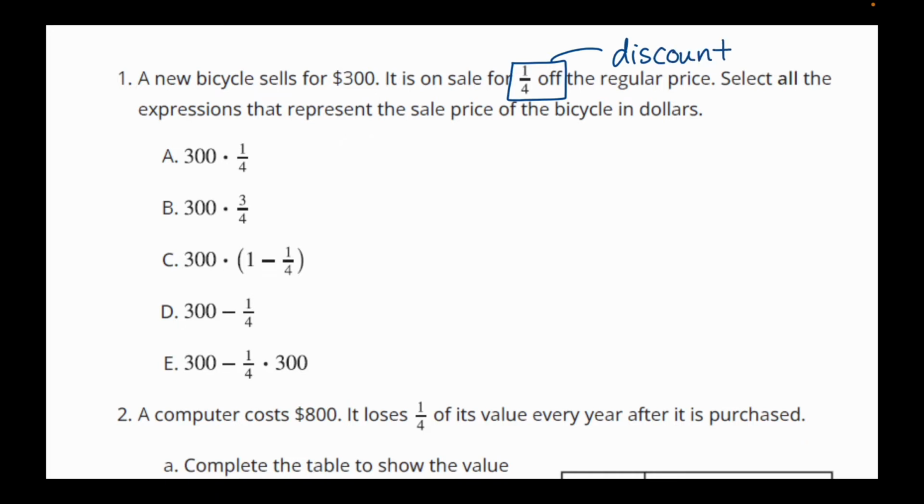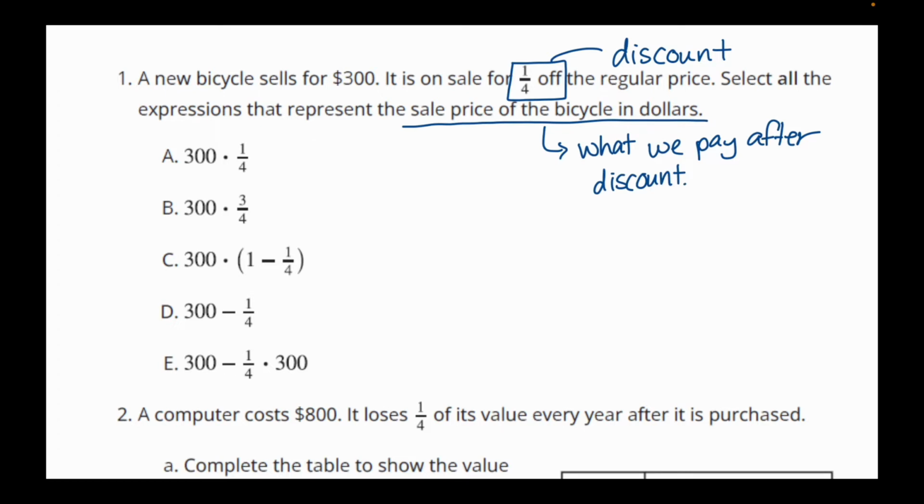but they're not asking what the discount is. They want the sale price of the bicycle. This is what we pay after discount. So we have to describe what's left. With that being said, this first expression here would actually just tell me what the discount is. So it's not going to be enough to tell me what the sale price of the bicycle is.